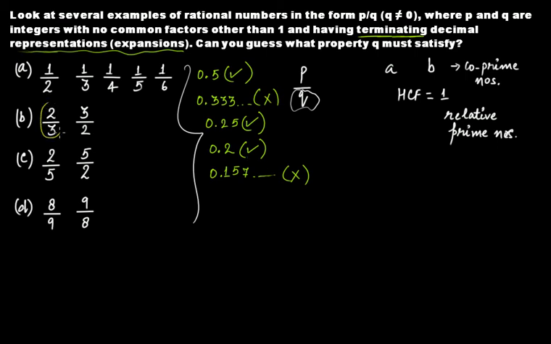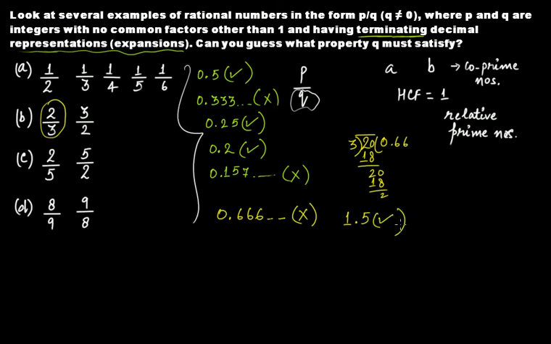Now take this one. This is 2 by 3. Divide 2 by 3, then you get 3 times 0, then 3 times 6 is 18, then again 2, 3 times 6 is 18, then again 2. So in this case you get 0.666 and so on. So this is non-terminating. What about this one? 3 divided by 2, you get 1.5. This is terminating. So this gets satisfied, right?